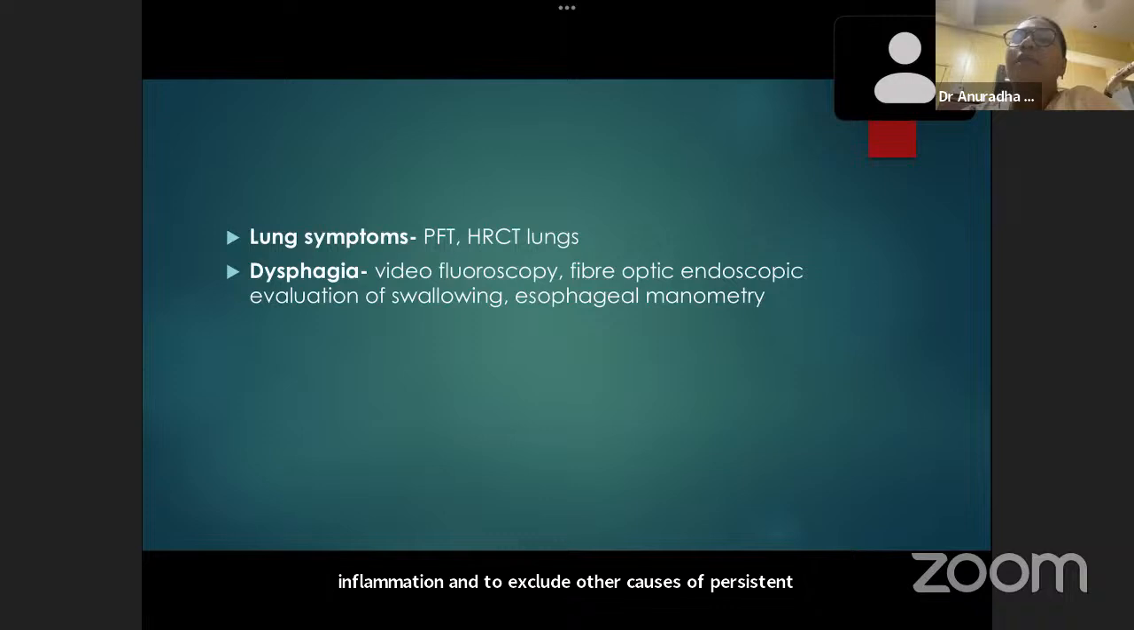The lung symptoms have to be dealt with by repeating the PFT, and HRCT lungs to be done whenever required. Dysphagia has to be evaluated by video fluoroscopy, fiber optic endoscopic evaluation of swallowing, and esophageal manometry.